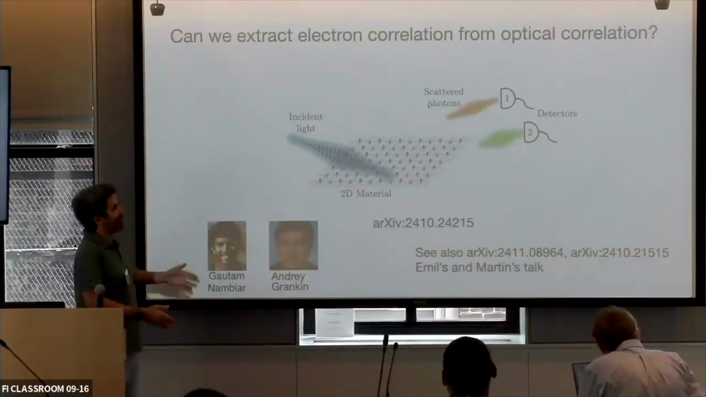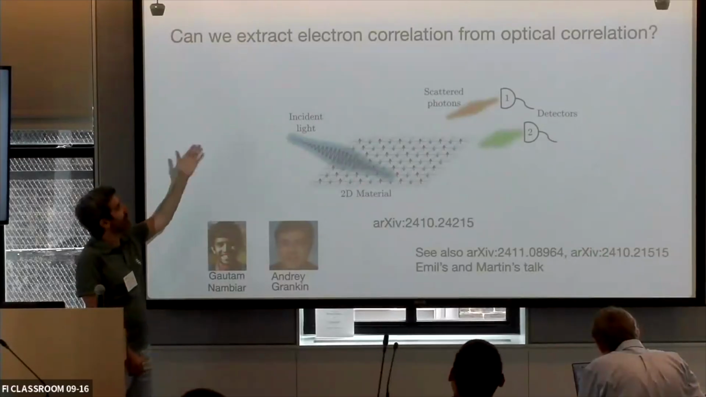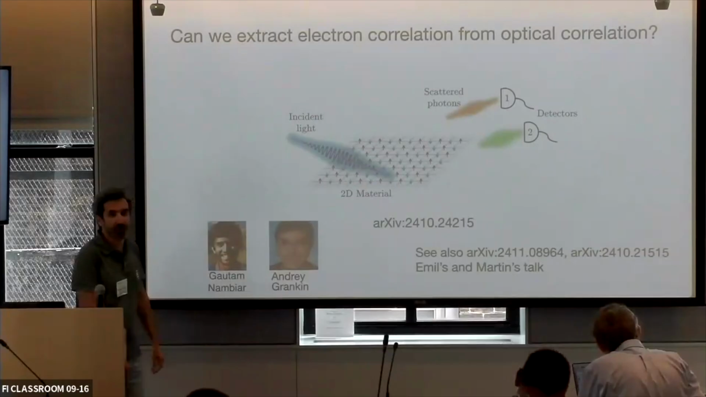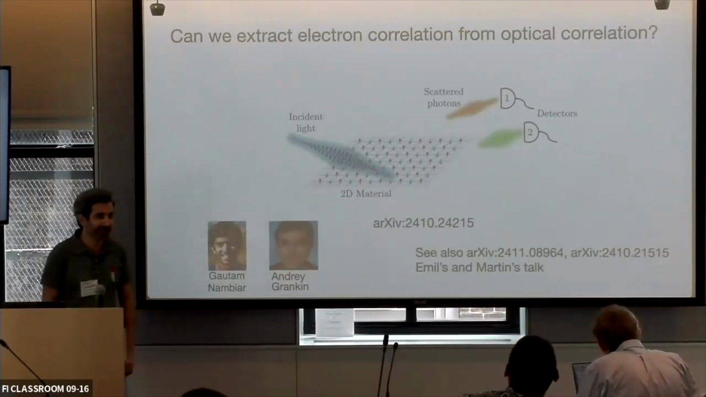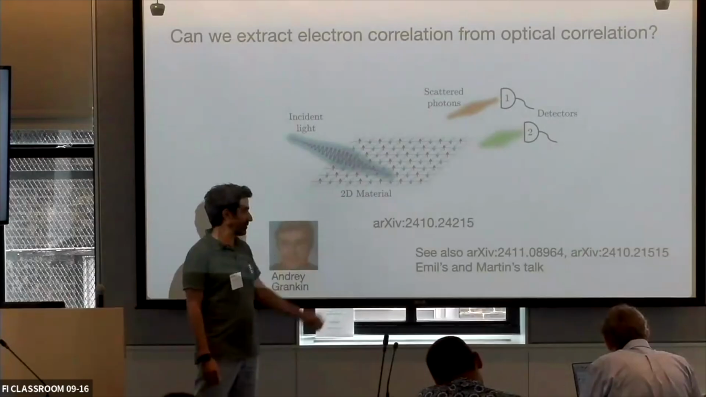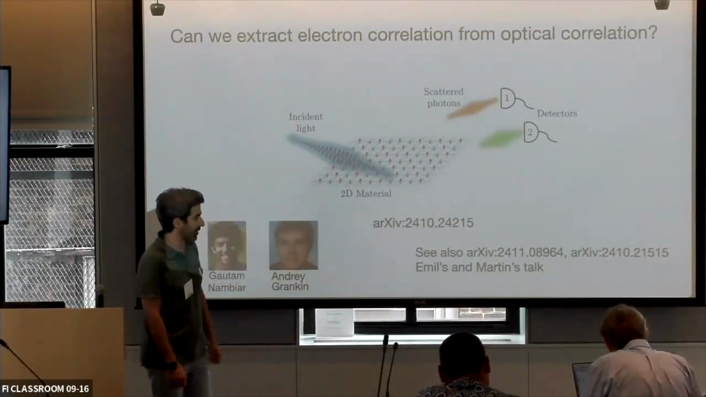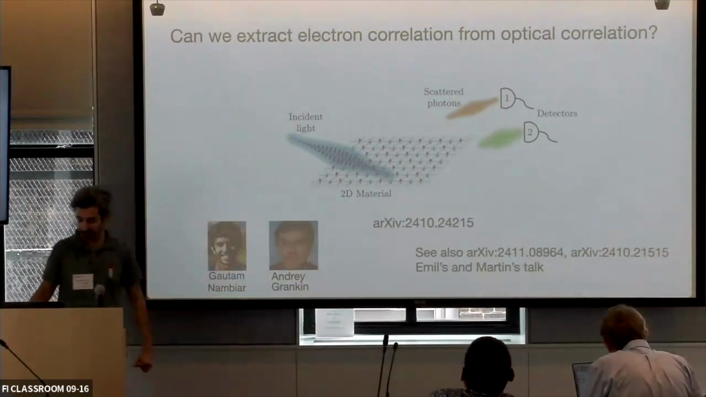We're asked to come here with a mission. So can we extract electronic correlations from optical correlations? I'll just dive directly into this problem. This is the paper that I have on the arXiv, and there are two other talks. One we already heard about, and the other, I think, is in the afternoon.